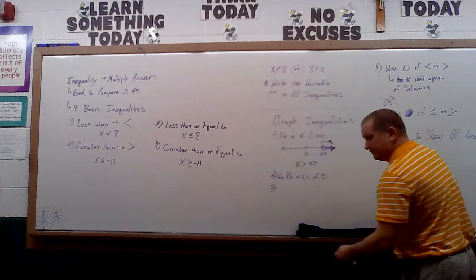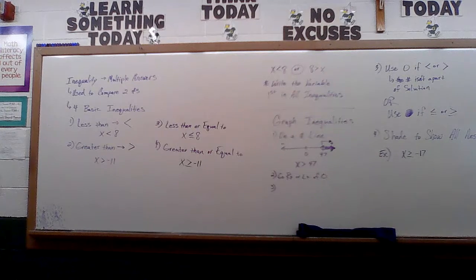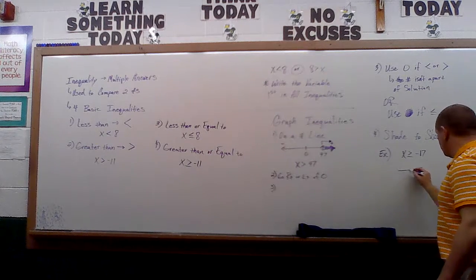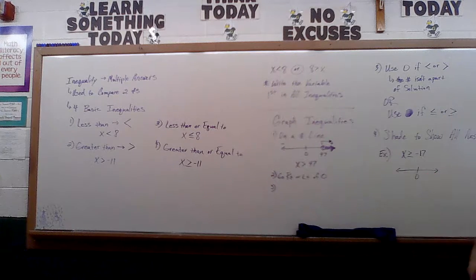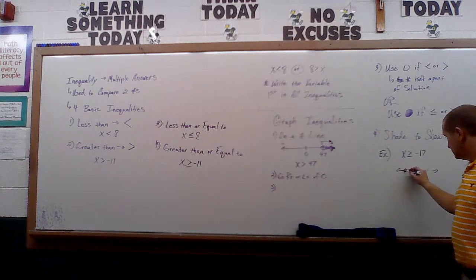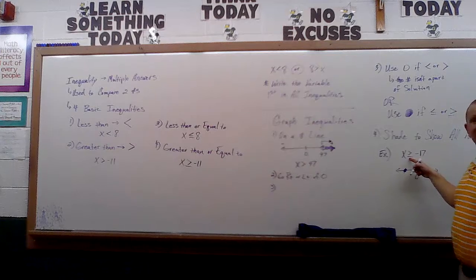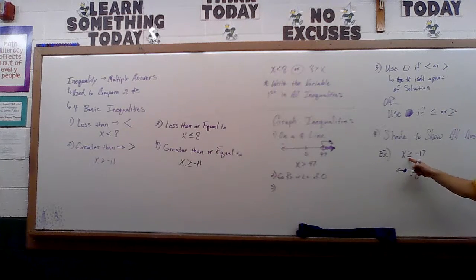So make your number line. Don't forget to show 0. I always want to show 0. To the left or to the right? Left. To the left, obviously. Open circle or a dot? Dot. Why? Because it's greater than or equal to, right? Because it's equal to.